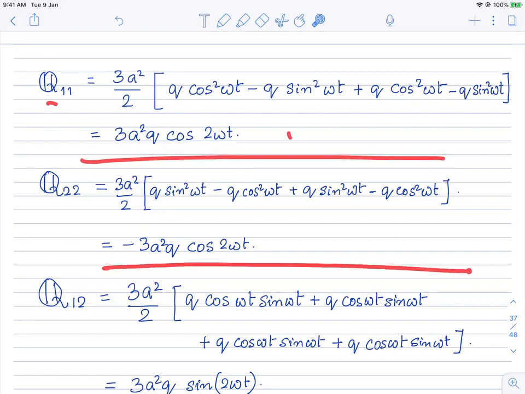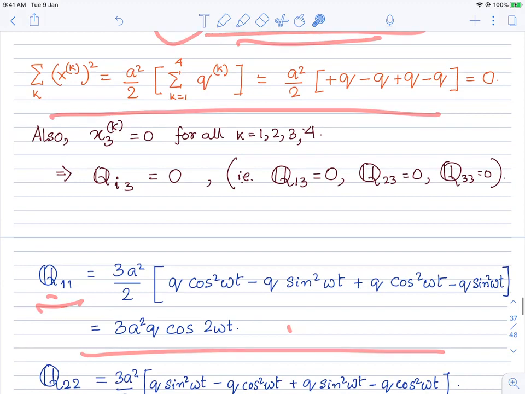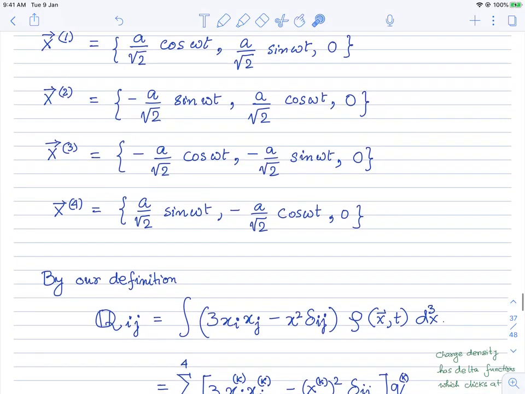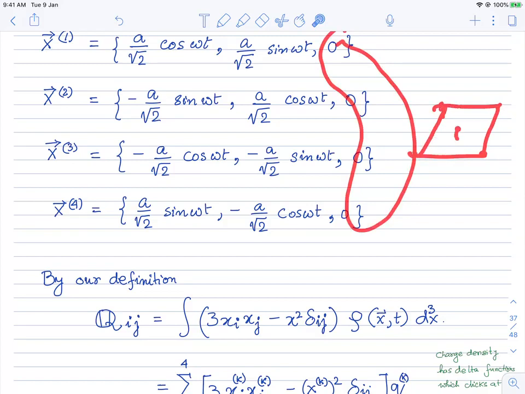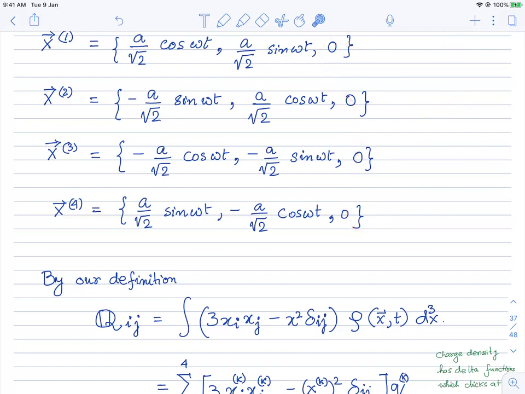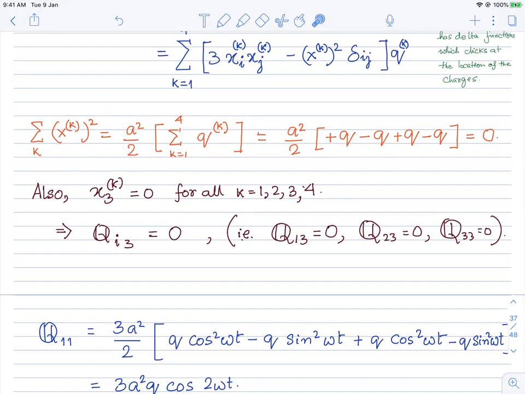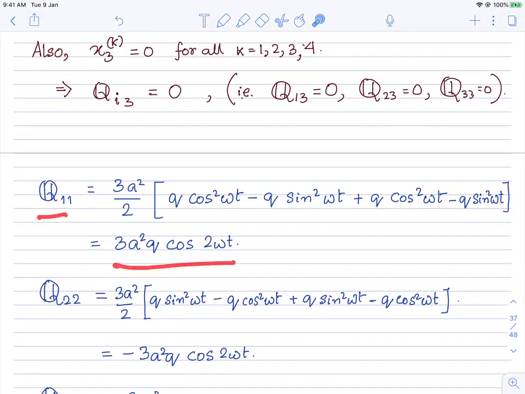So these are the terms. Q11, Q22 and Q12 are non-zero, and it is found that Q13, Q23 and Q33 are 0, simply because the Z component of these is 0. It is a planar square, and the Z axis is perpendicular, so as it is rotated in the XY plane, the Z component is always 0. Therefore the quadrupole moment along the 3 direction vanishes. Then Q11 has this expression.